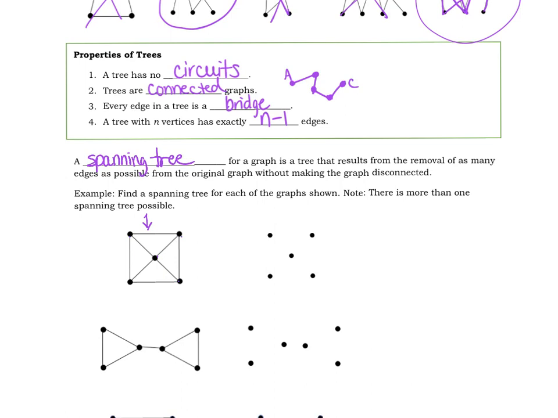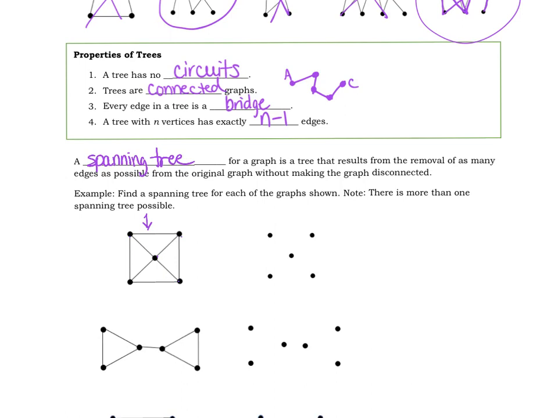Okay, now be careful. What most people will do when I teach this unit is they'll say, oh, there's my tree. Well, there's 2 things wrong with that. Number 1, that's a circuit. Number 2, we've got a vertex there in the middle that's not connected to anything.